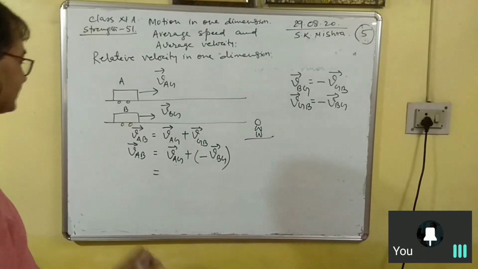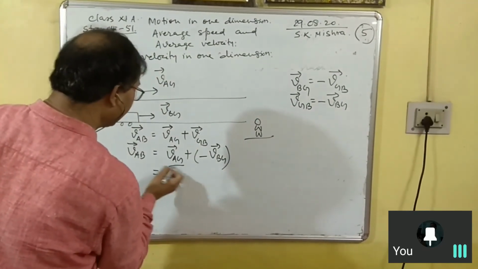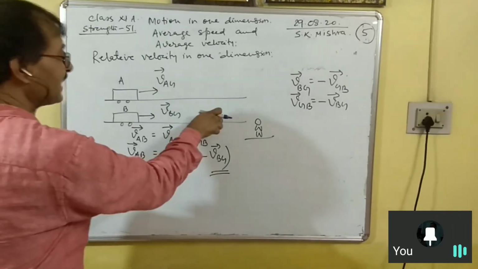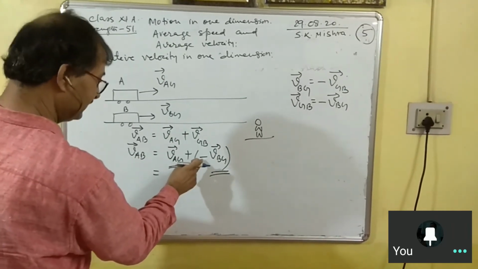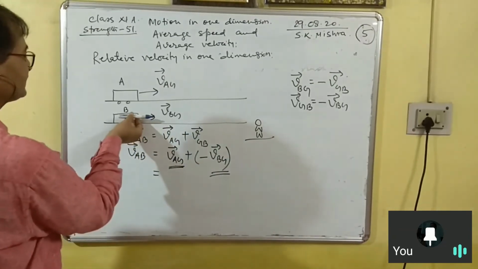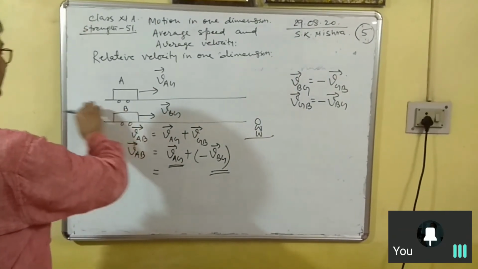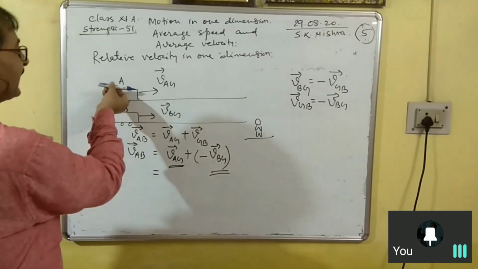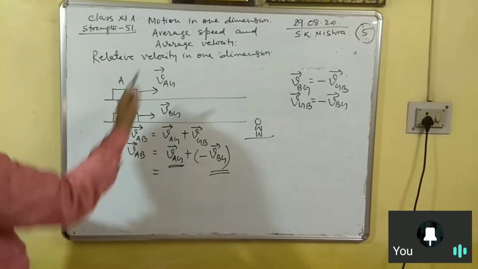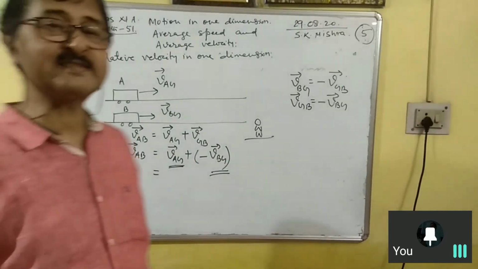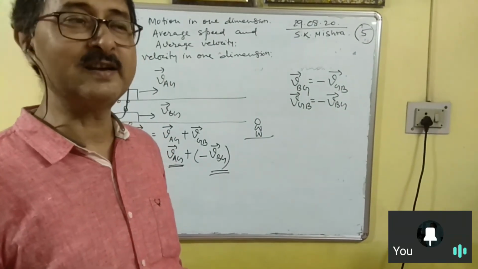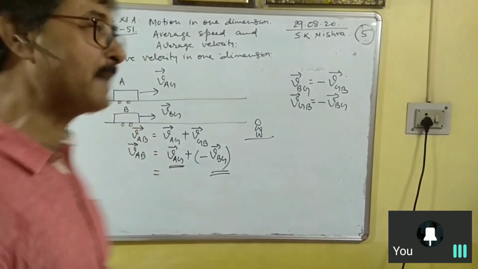But I ask you, what is the angle between VAG and minus VBG? Remember, VBG is along this direction. So, yeah, 180. Minus VBG means you just reverse this velocity along this direction. So what is the angle between this vector and negative of this vector? That is 180 degree. If two vectors are opposite to each other, then what will be the resultant? Resultant is simply the difference of the magnitude.